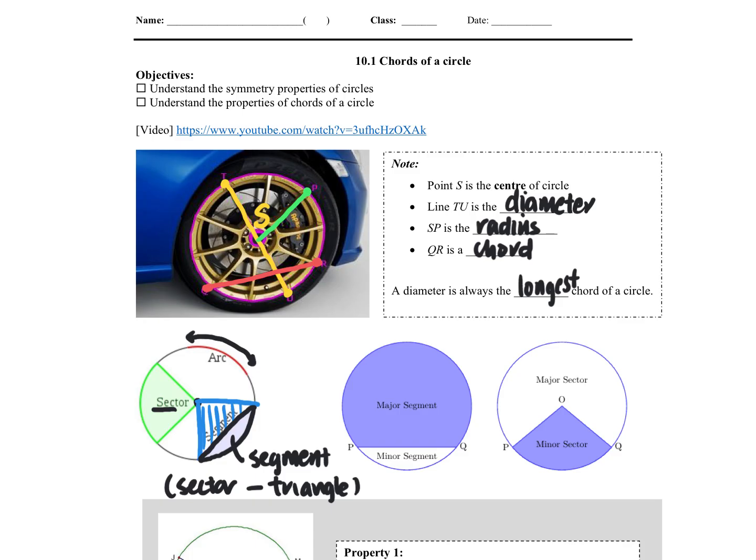Okay? Then, from the sector, just to let you know, this is my sector, a minor sector. If I take away the triangle, this is my minor segment, right? The remaining big slice is my major segment. So take note of the difference between minor and major segment. Okay, then minor sector and major sector. So take note of the difference.